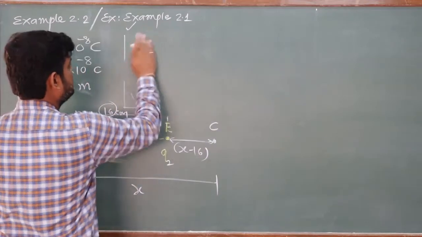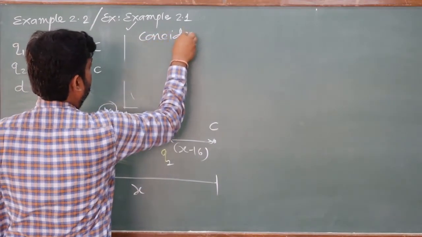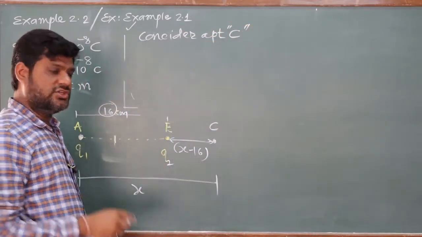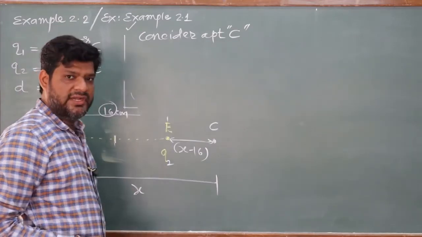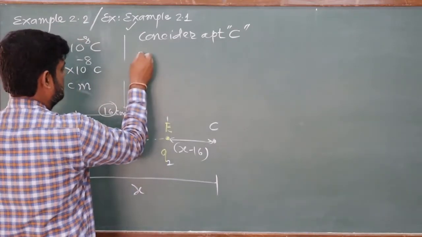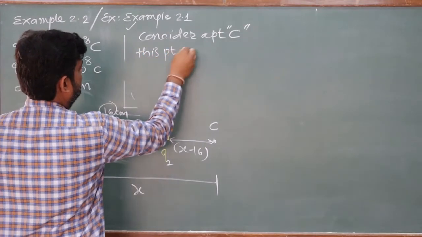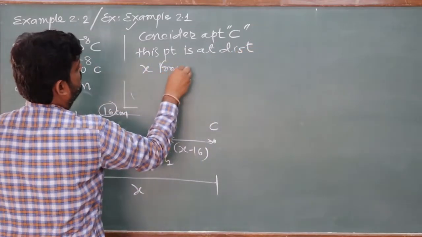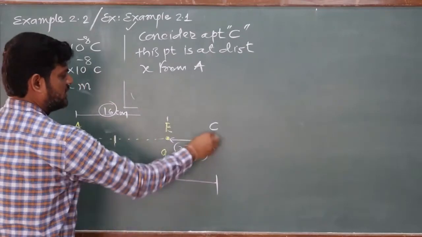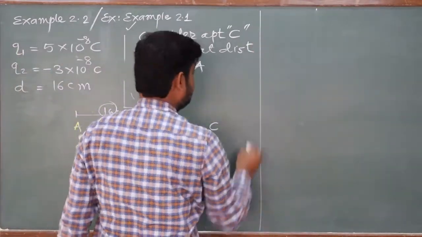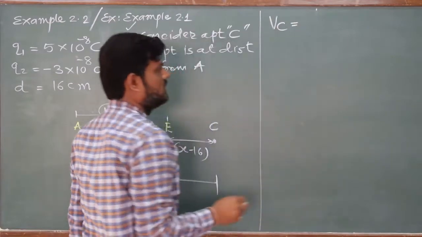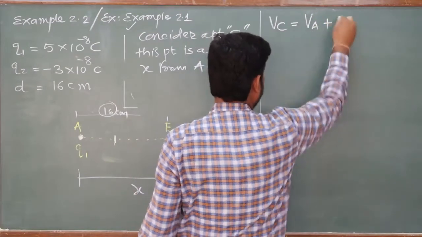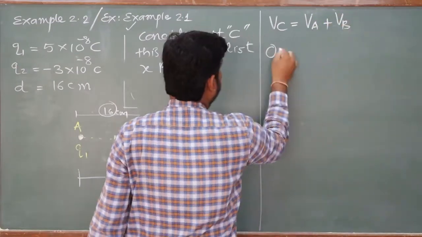So writing, consider a point C where the potential is 0, right? And the C point is at a distance x from the A. So where the potential is 0. Again writing Vc equal to potential at point C. Potential at point C due to A, potential at point C due to B. Right? Vc equal to 0.